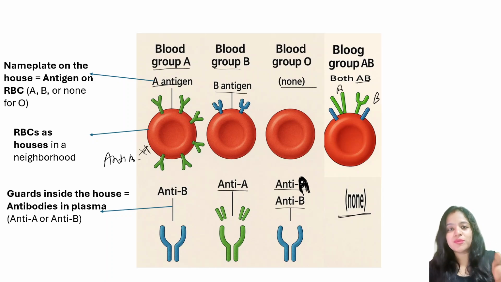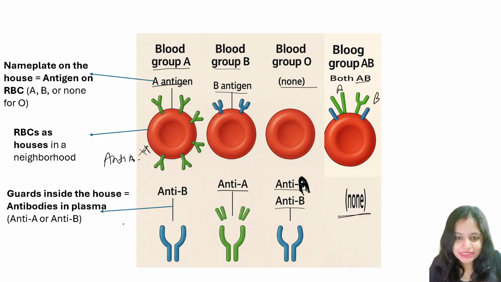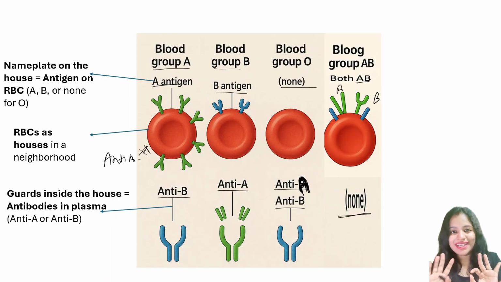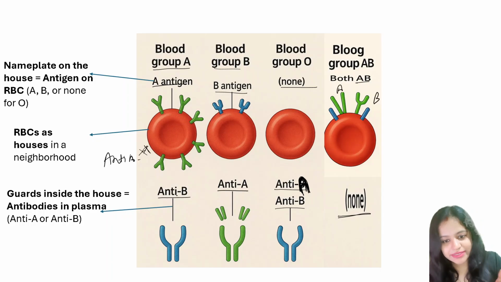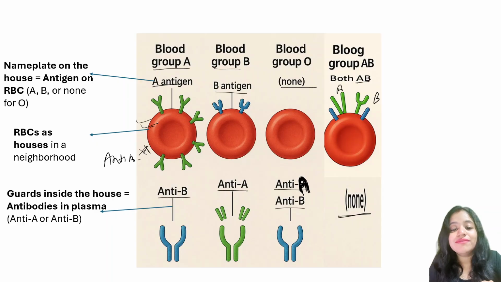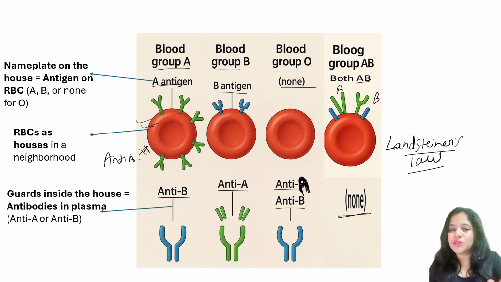Now, even the opposite is true. Okay, if we just reverse this statement, if a person has a particular antibody in its plasma, its RBC will lack its corresponding antigen. If this is anti-B present in the plasma, this person I'm talking about cannot have B antigen. Clear? Okay. Now, this whole thing which I have explained is the Landsteiner's law.